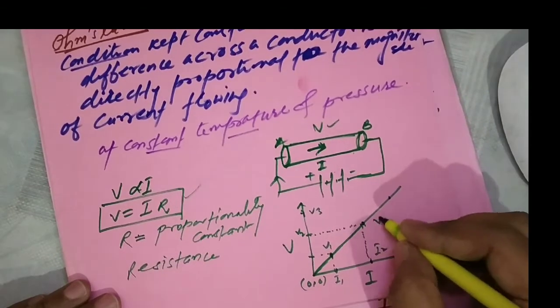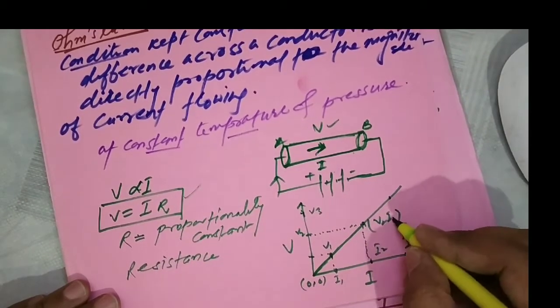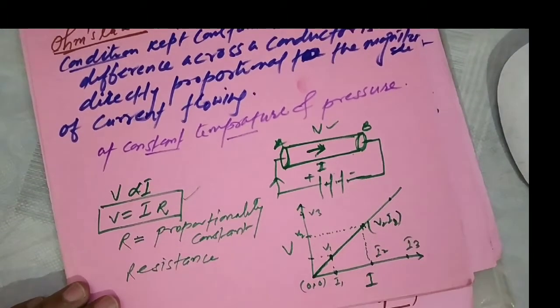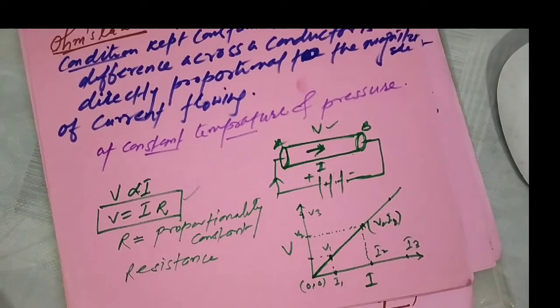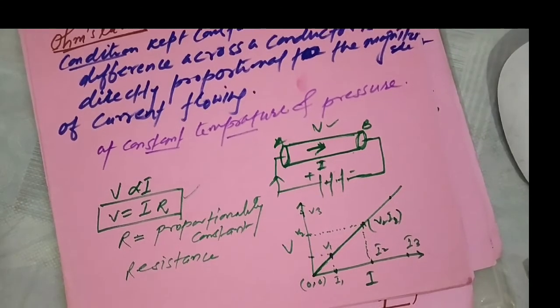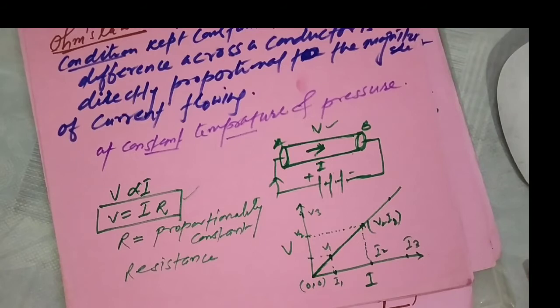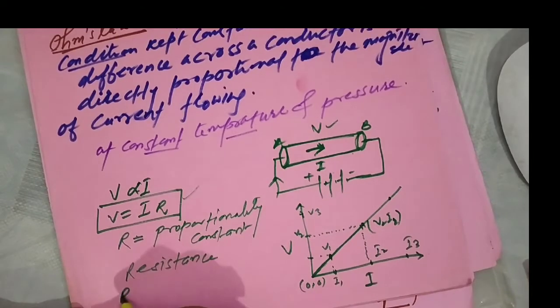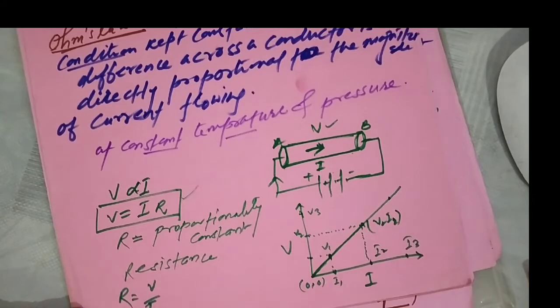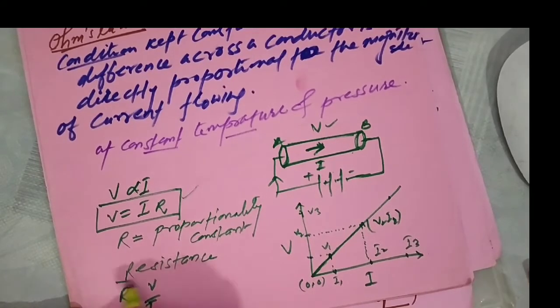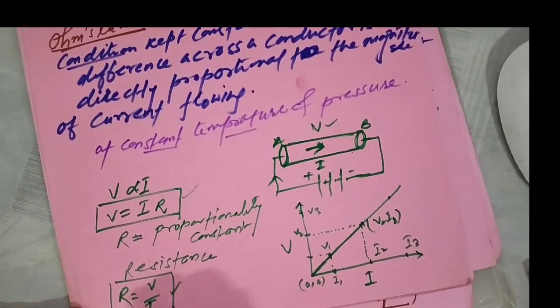So this is like V2 and I2. If you draw the V and I graph for an ohmic conductor, it will be a straight line. So this is Ohm's law. Or if you want to find out the value of R, we can get it as V upon I for resistance.